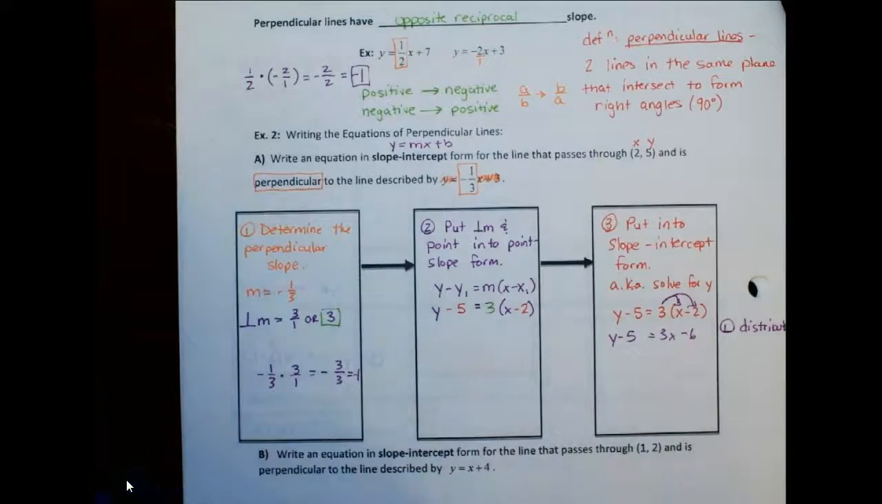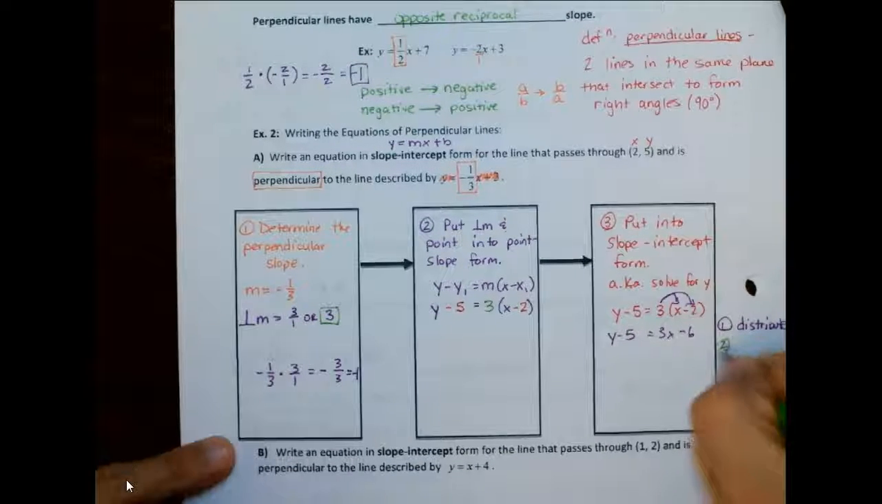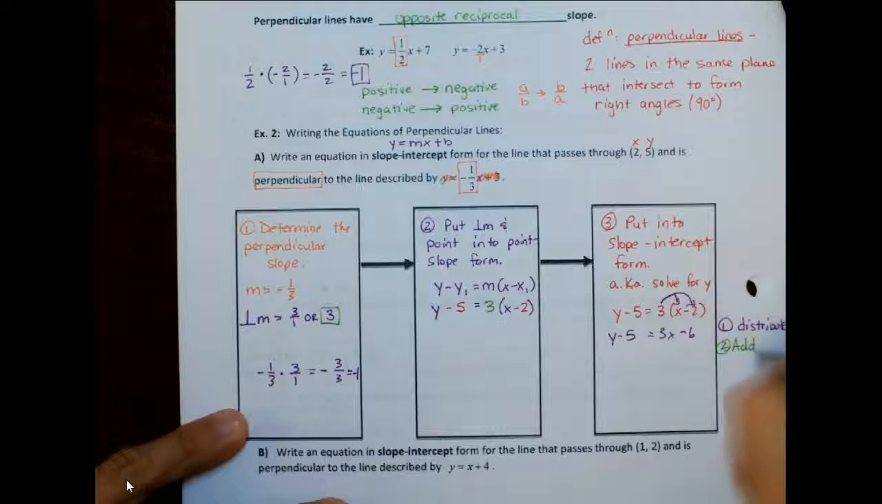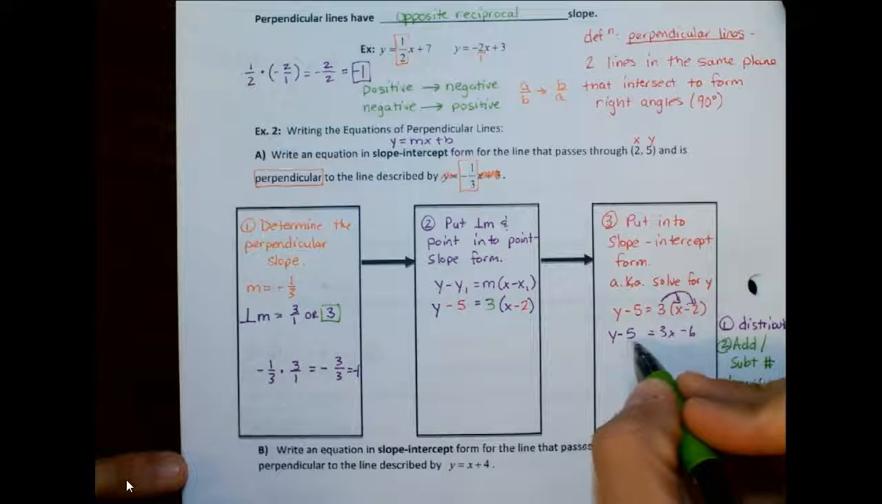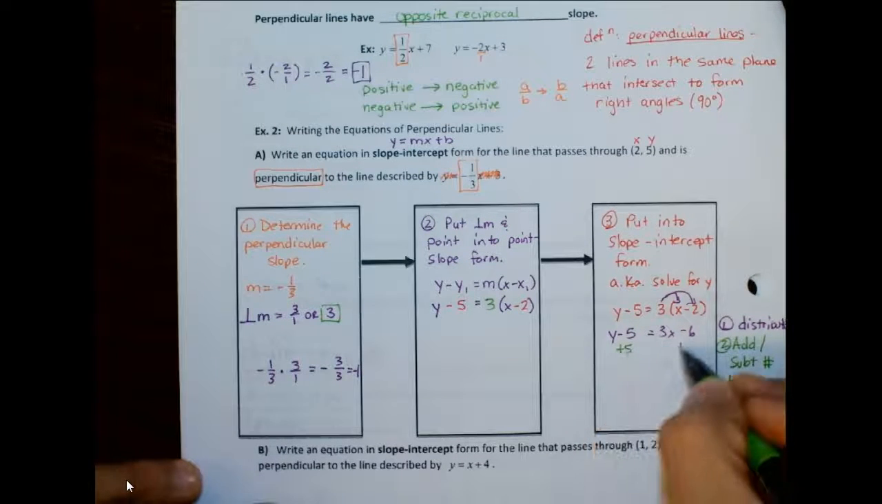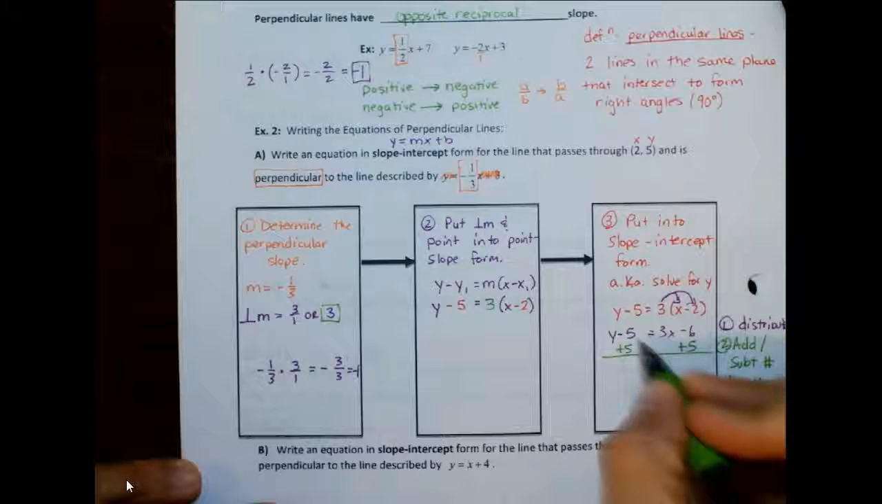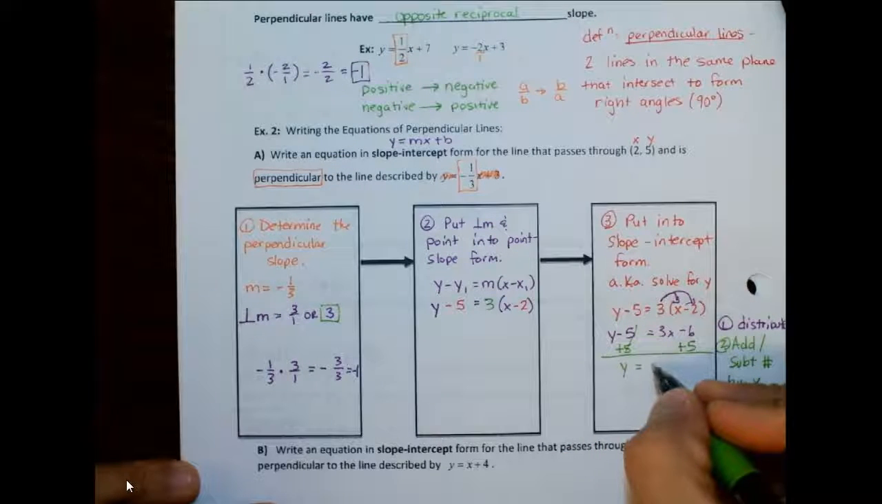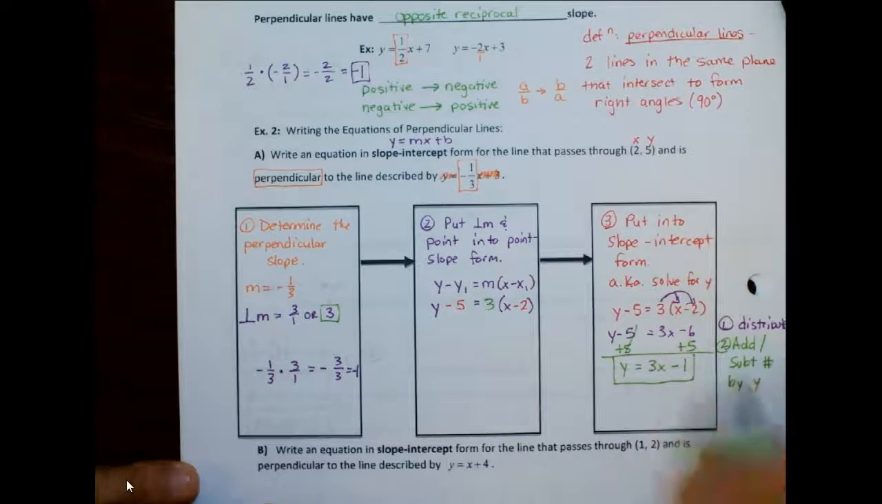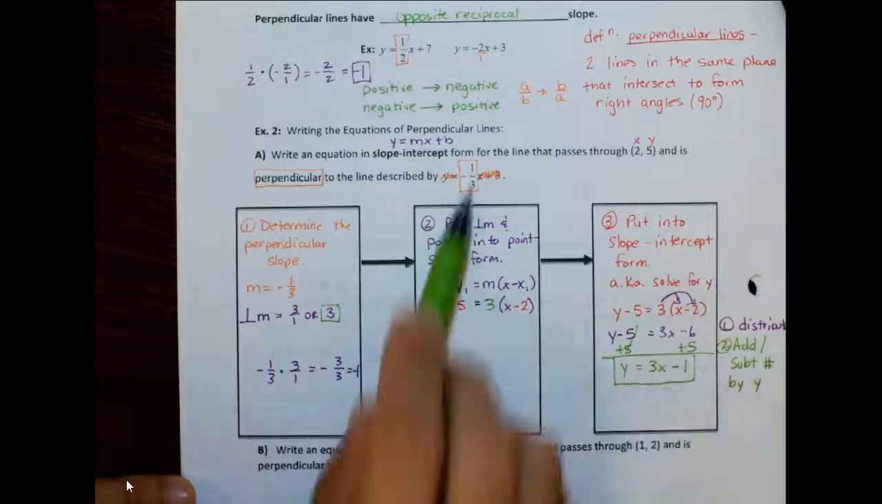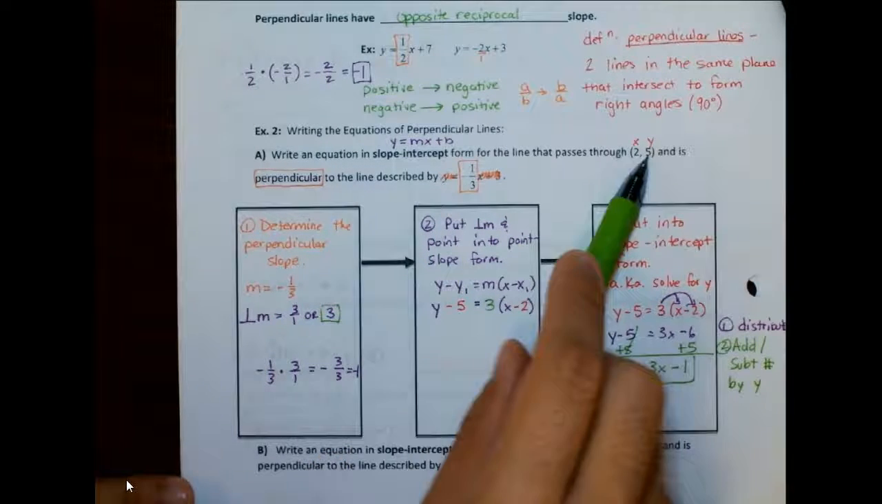From there, what we want to do is add or subtract the number by y to both sides. So in this case it's minus 5, so I want to add 5 to both sides to get y by itself. So y equals 3x, negative 6 plus 5 is negative 1. So this is my equation that is perpendicular to the given line through the given point.